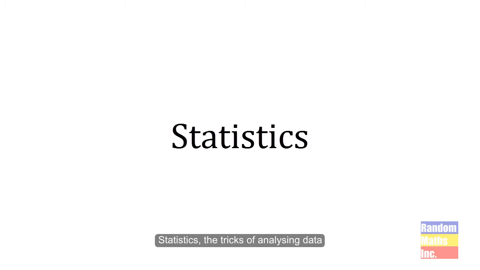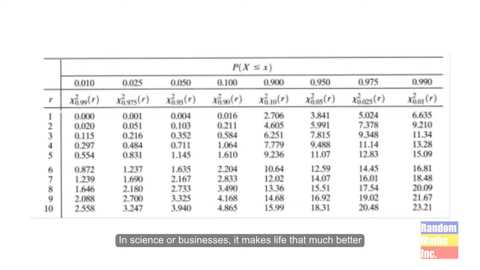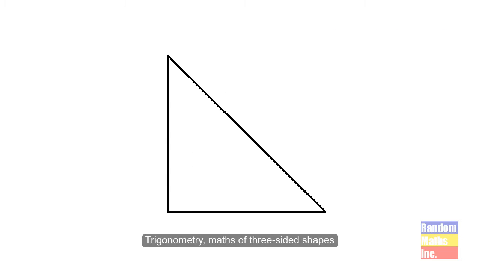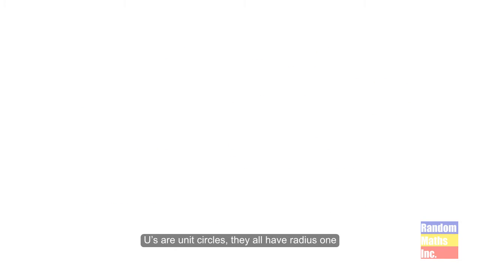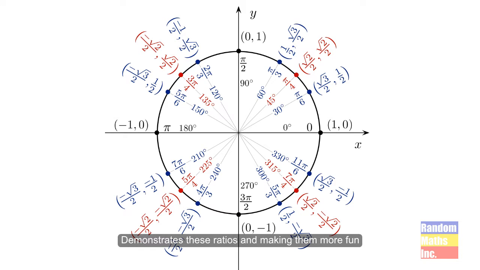Statistics, the tricks of analyzing data. In science or businesses, it makes life that much better. Trigonometry, maths of three-sided shapes, the angles and lengths and the ratios we made. U's are unit circles, they all have radius 1. Demonstrates these ratios and making them more fun.